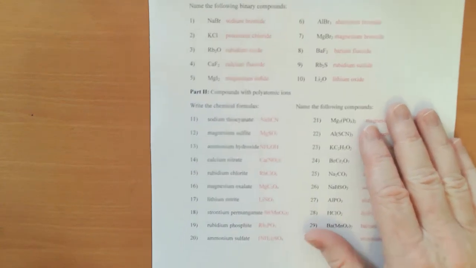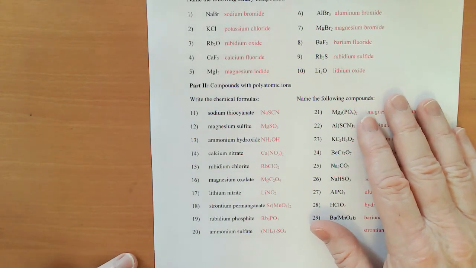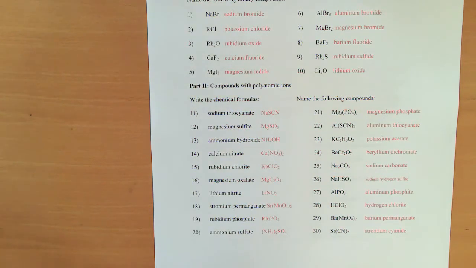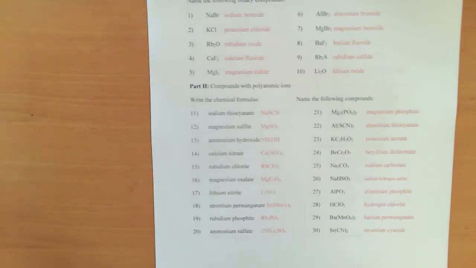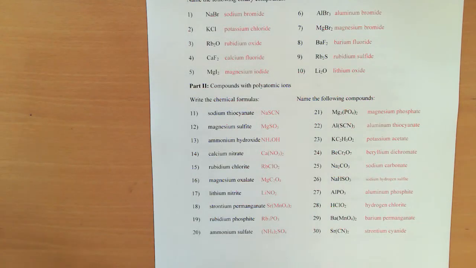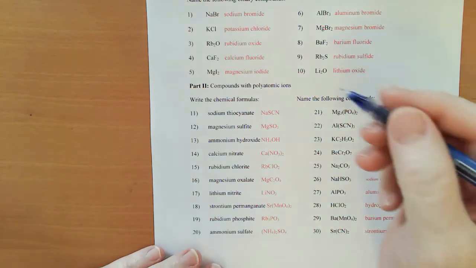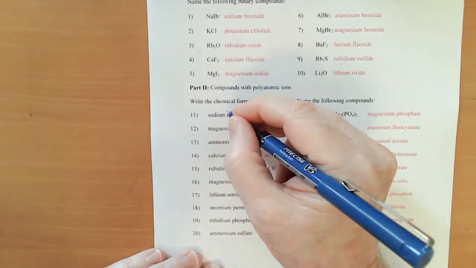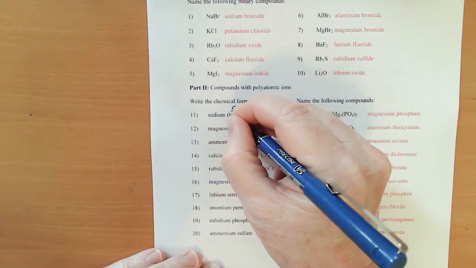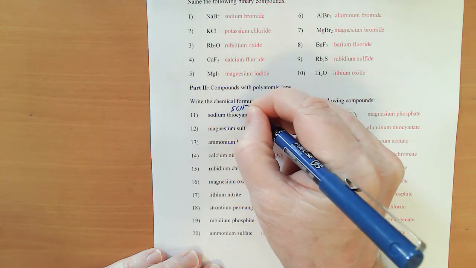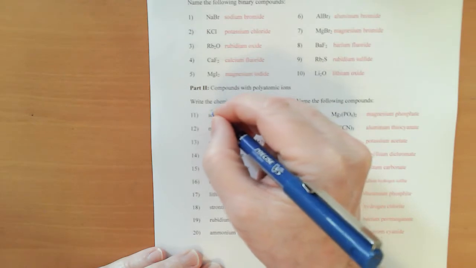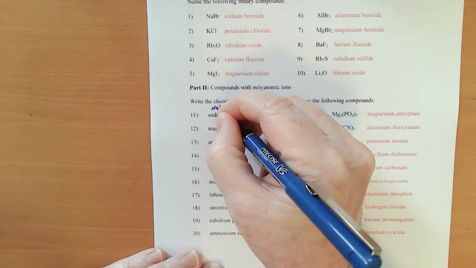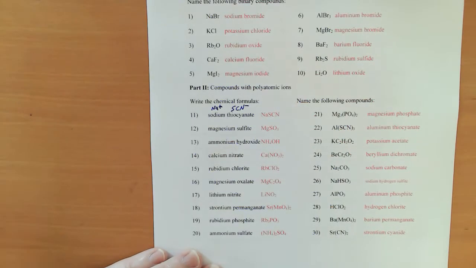All right, now moving on to part number 2. Compounds with polyatomic ions, sodium thiocyanate, and just one here to remind you that I think it's a really good idea for you to think it through by saying thiocyanate is SCN minus, sodium is Na plus. Have your periodic table handy so you can check on charges.